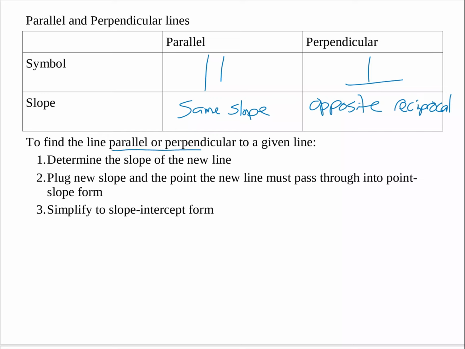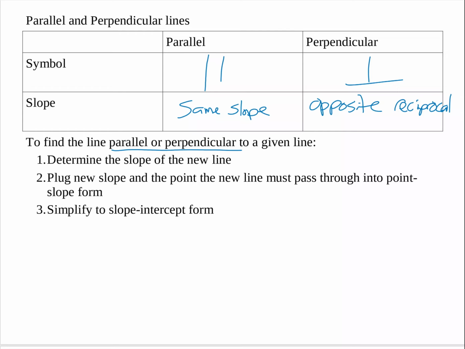All right, so to find the line parallel or perpendicular to a given line, these are the steps for both. First, determine the slope of your new line. These problems are going to ask you to find the equation of the line that is, fill in the blank, to the given line and passes through this particular point. So determine the slope of the new line. What is your slope supposed to be? Is it parallel? Well, it's the same slope as the original line. Is it perpendicular? Well, then it's the opposite reciprocal slope of the given line.